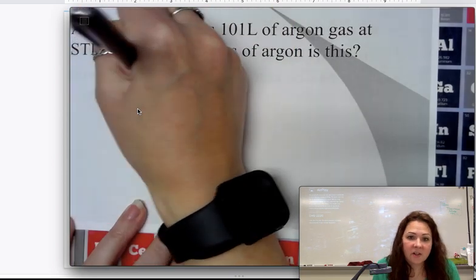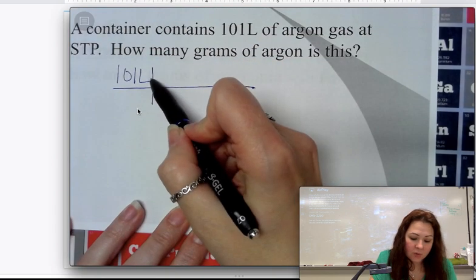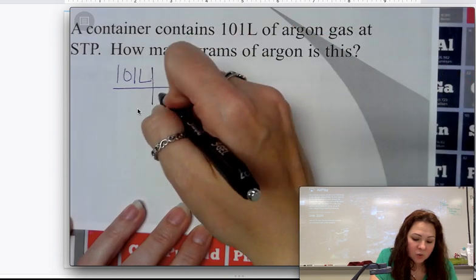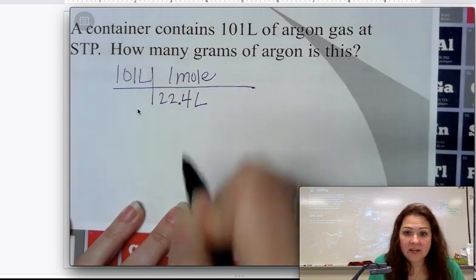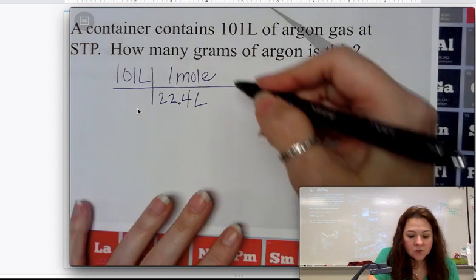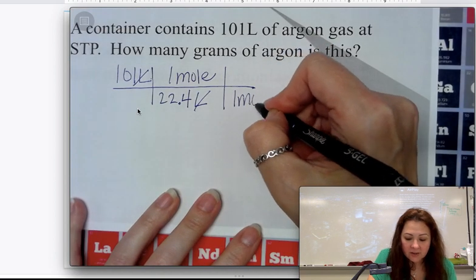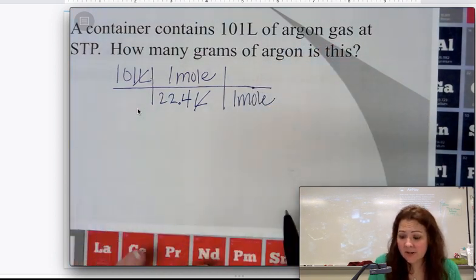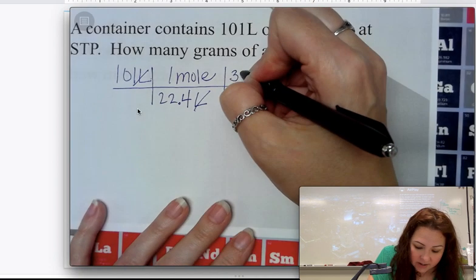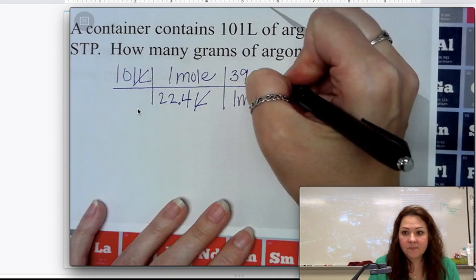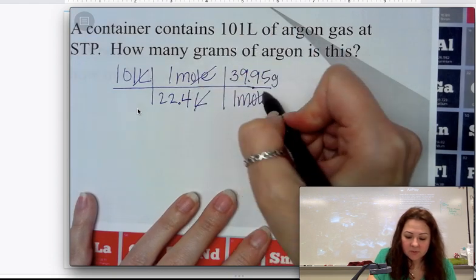Start with the number that's given in the question. To get rid of liters, liters has to go in the bottom to cancel. It says 22.4 liters is the amount in 1 mole of any gas at STP. So that got rid of liters, went to moles. 1 mole of argon, I have to find the mass on the periodic table. The mass on the periodic table is going to say 39.95 grams. Moles cancels, that leaves me with grams.